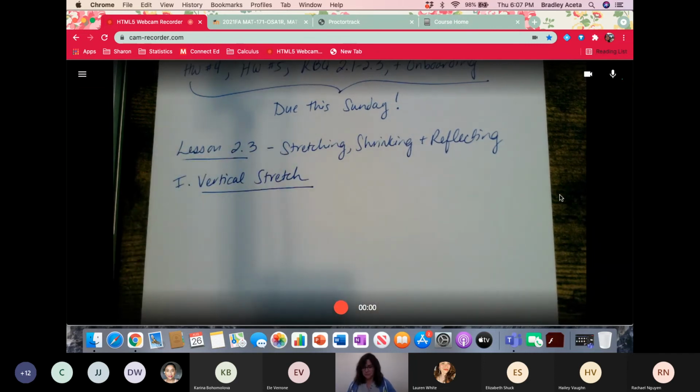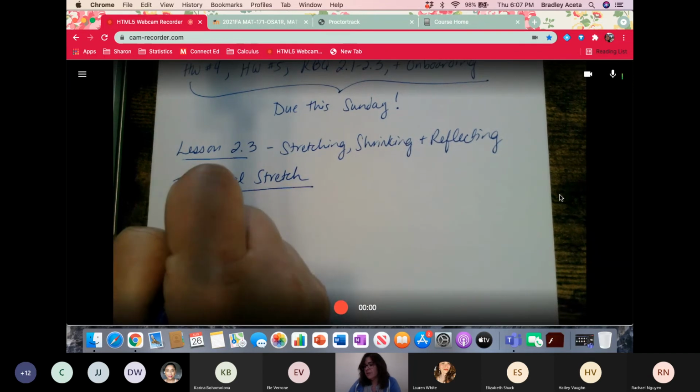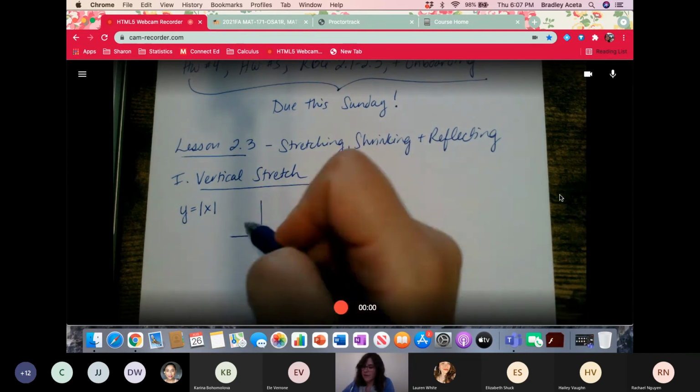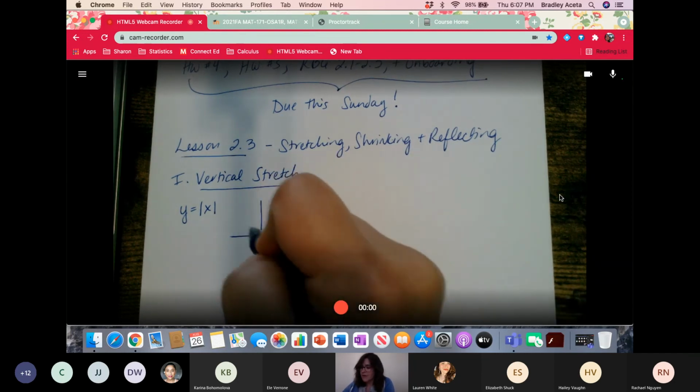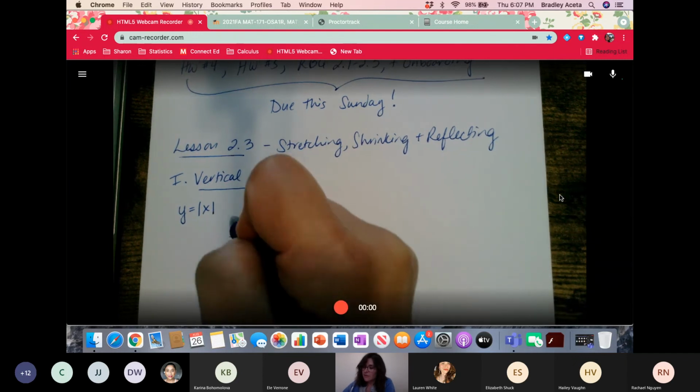So let's take a good old parent function, the absolute value of x, okay? And hopefully by this time you are all familiar with what that looks like. It looks like you go up 1 over 1, up 1 over 1, like that. Same way.